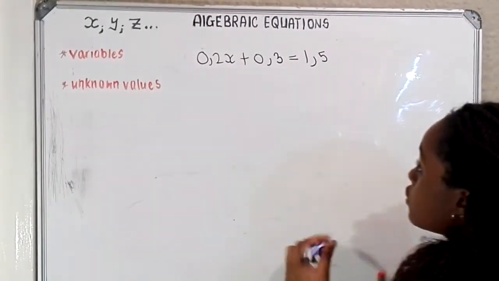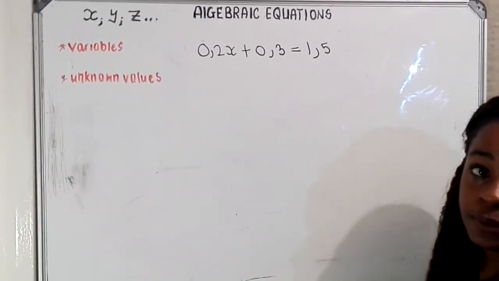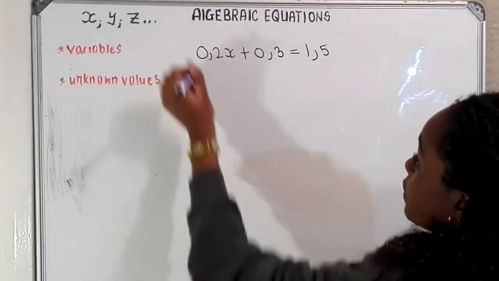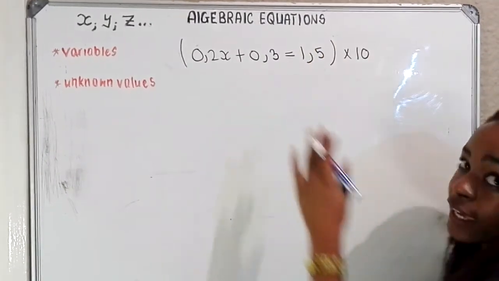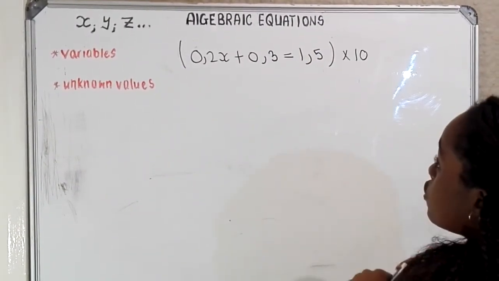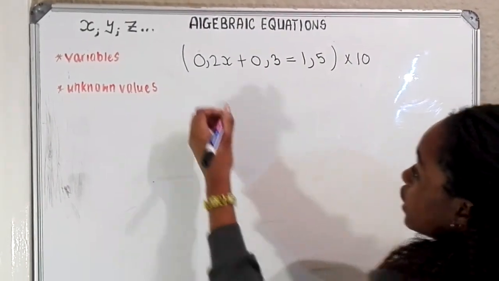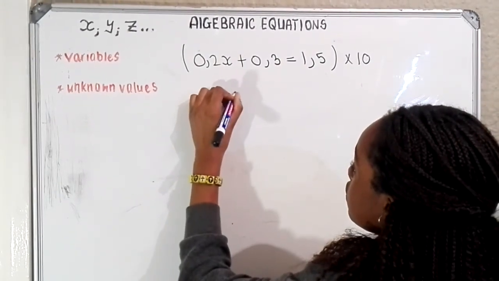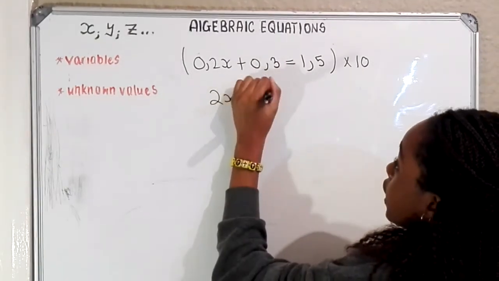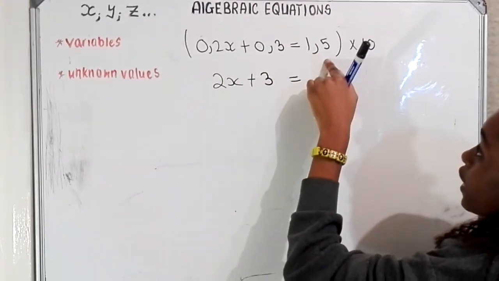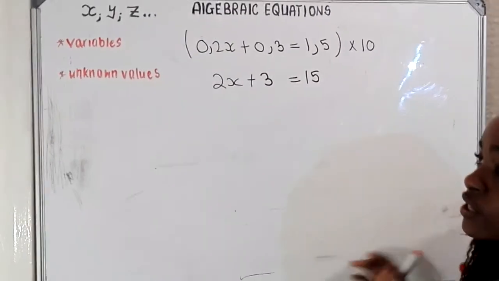So it's a bit difficult to work with decimals like this, so I'm going to convert them into whole numbers. And to do this, I'm going to multiply everything by 10, okay? So that I can get it into whole numbers. So it's going to be 0.2x times 10. You're going to get 2x plus 0.3 times 10 is going to give you 3 is equal to 1.5 times 10 is equal to 15. So here's something we're familiar with, something that's much easier to work with, okay?